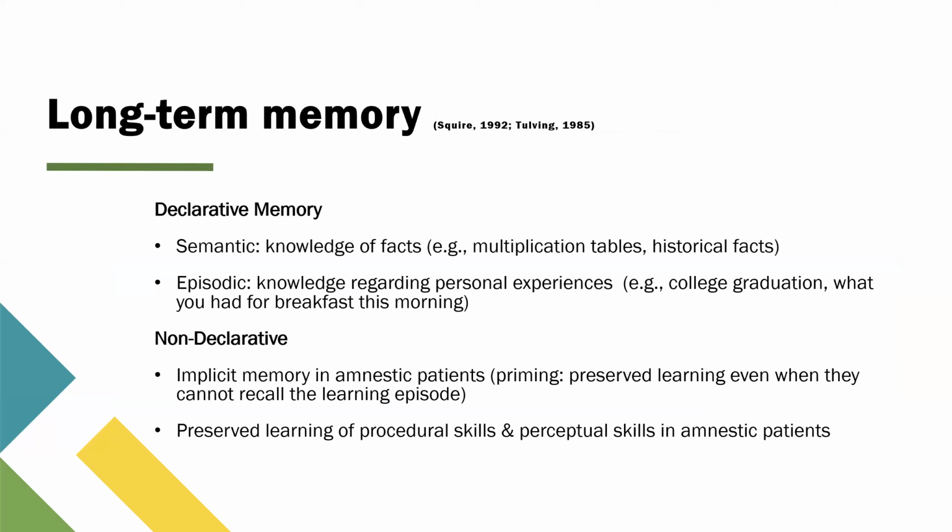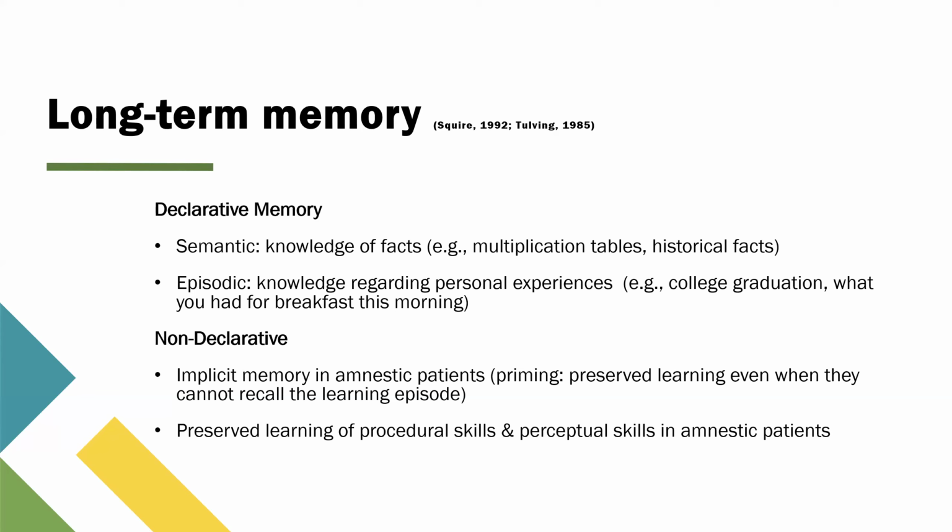So again, declarative memory is one piece of long-term memory, and that's broken down into semantic knowledge, so knowledge of facts, something like multiplication tables, historical facts, and then episodic memory, so knowledge of personal experiences. For example, remembering your college graduation or what you had for breakfast this morning. The other piece of long-term memory is non-declarative memory. This is seen as more of implicit memory.